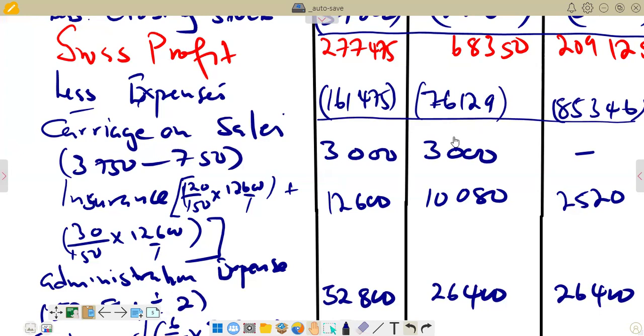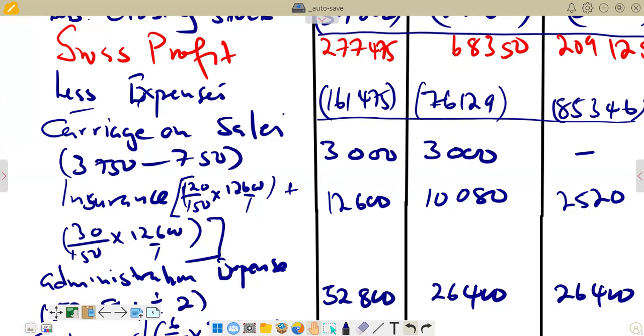So we do the same to our microwaves. We are saying 68,350 minus 76,129. Then you get your answer. So let's try to calculate that one. 68,350 minus 76,129. So what does it mean? It means it's a negative 7,779.